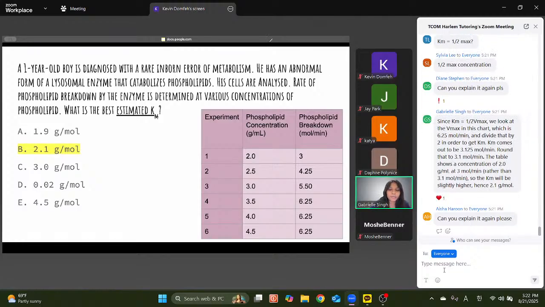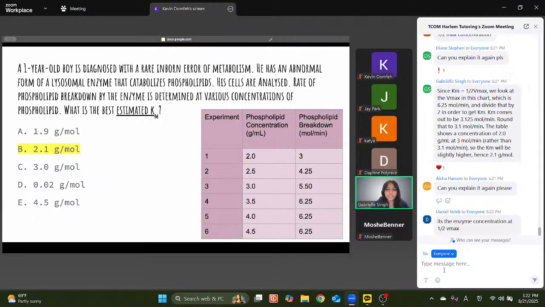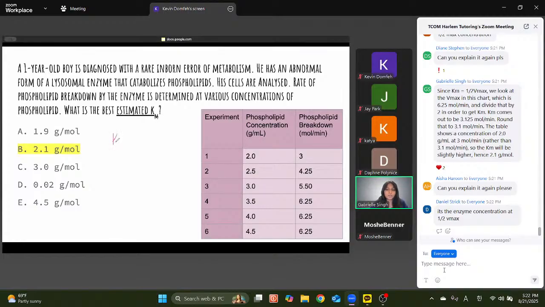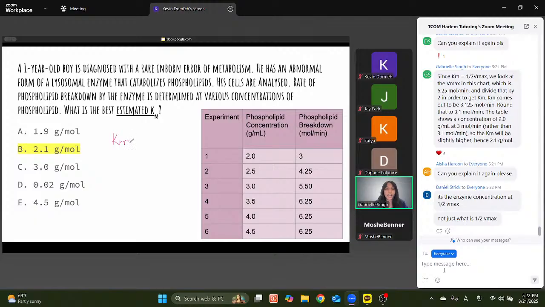Okay, I put it in the chat. But yeah, so 6.25, you have to divide it by 2. You get 3.125. 3.125 is not a Vmax seen on this chart. You see 3 instead, where it says moles over minutes. But since 3.1 is slightly higher than 3, and you're looking over to the grams per milliliter side to find the Km, you have to go a little higher than 2.0 because it's just a little bit greater.